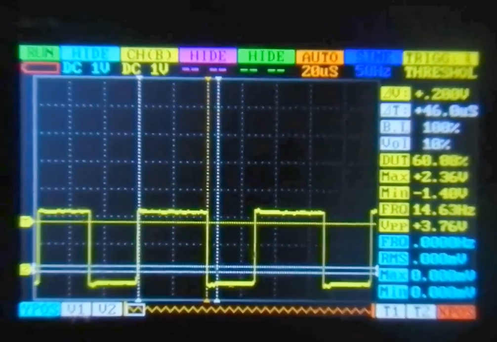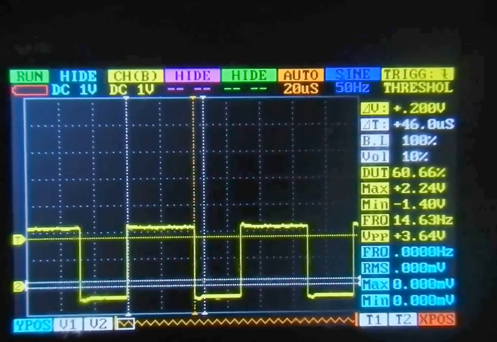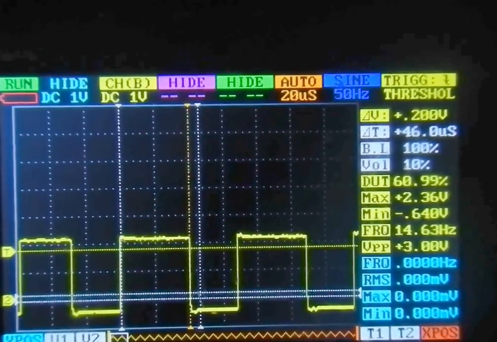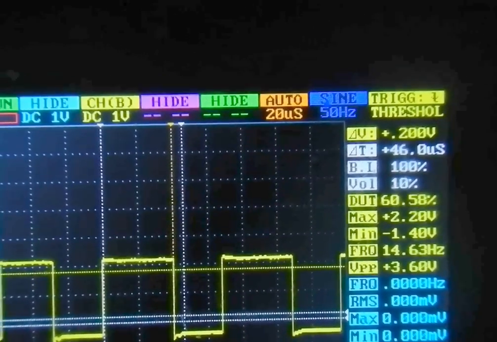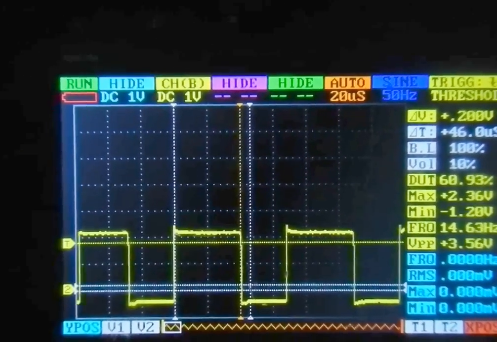And here's the output on the scope. So I've got a duty cycle of just over 60% and a frequency of 14.63 kilohertz. So those little LEDs up there are flashing 14,630 times a second. And the light's quite usable, I'm surprised.